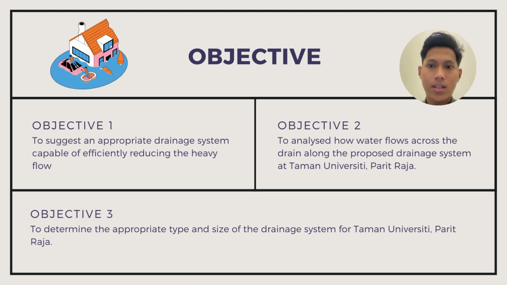Objective 1: to suggest an appropriate drainage system capable of efficiently reducing the heavy flow. Objective 2: to analyze how water flows across the drain along the proposed drainage system at Taman University Parit Raja. And Objective 3: to determine the appropriate type and size of the drainage system for Taman University Parit Raja. That's all for me. Thank you.